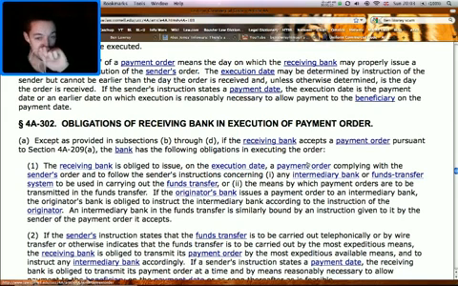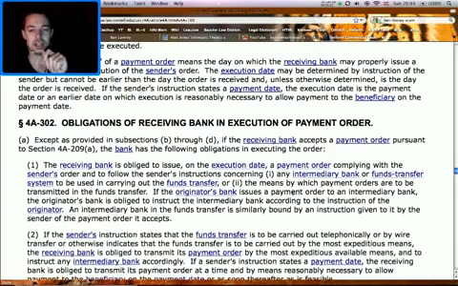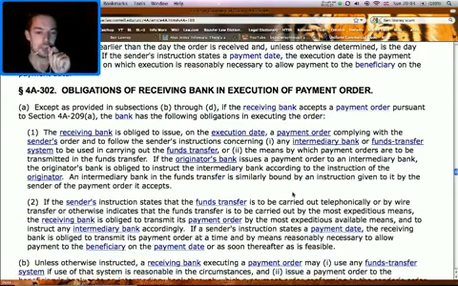4A-302. Obligations of receiving bank in execution of payment order. Except as provided by subsections B through D, if the receiving bank accepts a payment order pursuant to section 4A-209, the bank has the following obligations in executing the order. The receiving bank is obliged to issue, on the execution date, a payment order complying with the sender's order and to follow the sender's instructions concerning 1, any intermediary bank or funds transfer system to be used in carrying out the funds transfer, or 2, the means by which payment orders are to be transmitted in the funds transfer.